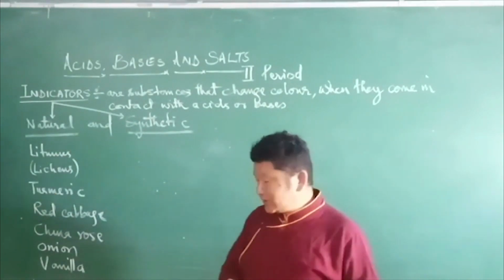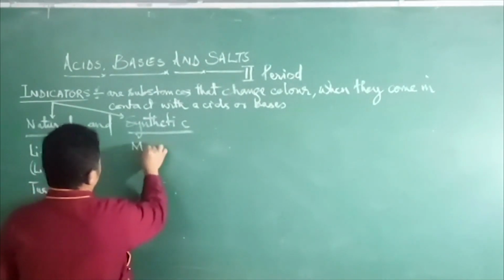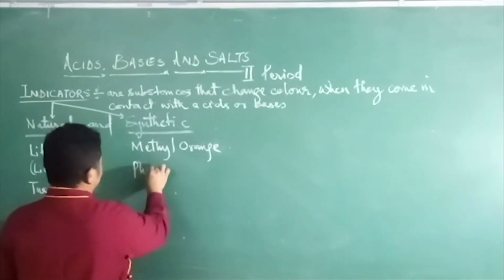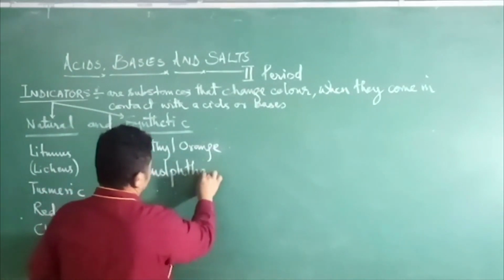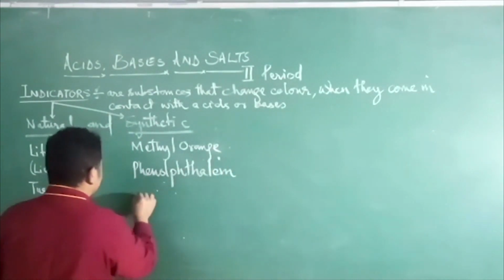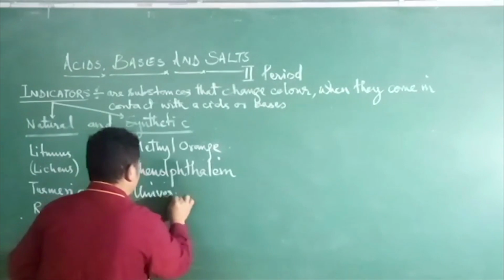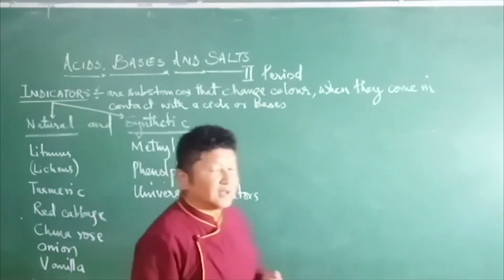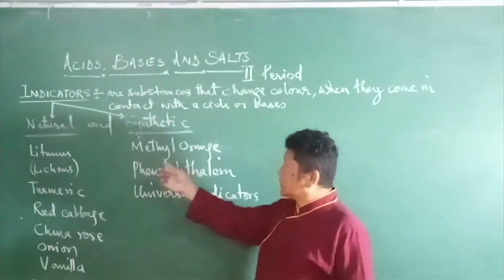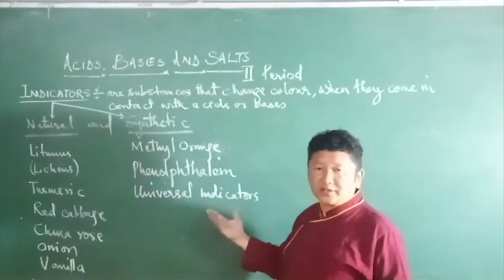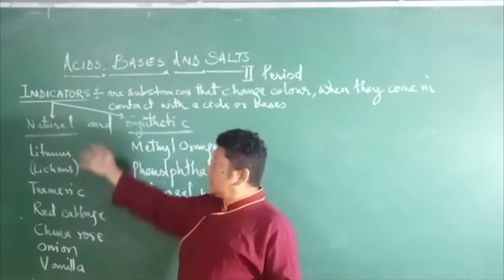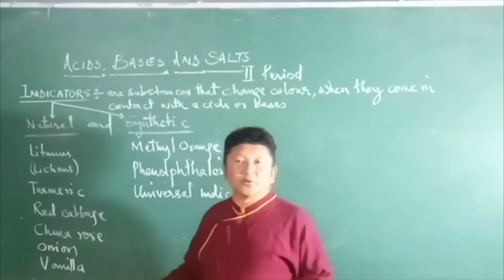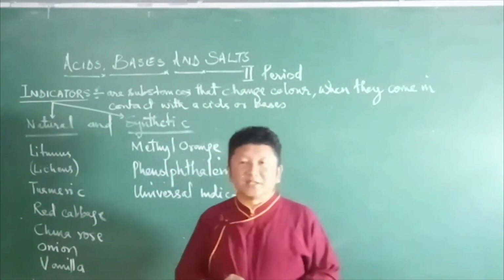And then there are synthetic indicators. Synthetic indicators like methyl orange, phenolphthalein, universal indicator. So these are synthetic indicators. Okay, natural indicators like litmus, turmeric, red cabbage, China rose, onion, vanilla, all these are natural indicators.